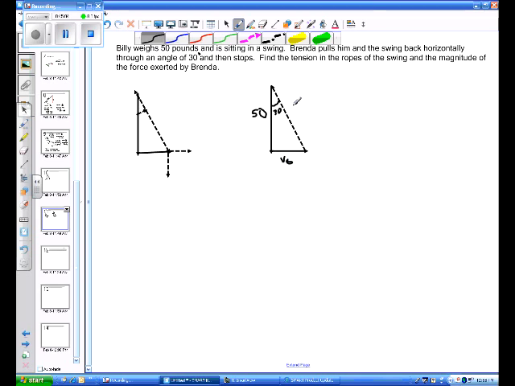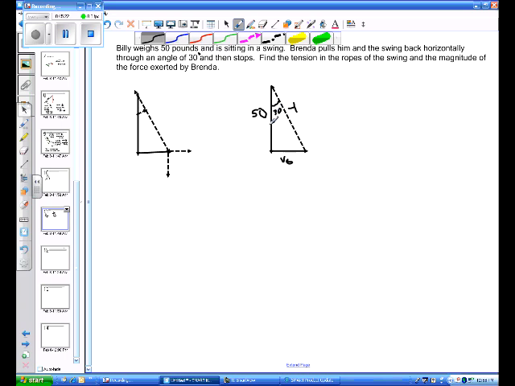And then what was the tension in the rope? We'll just call that T, because he's being held up. She's not having to lift him off the ground. The rope is still holding him up. So those are the ones that we want to find.